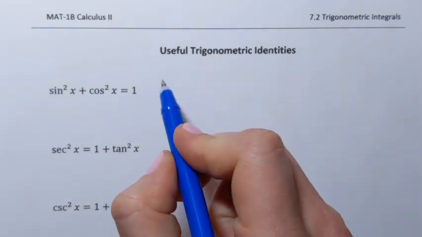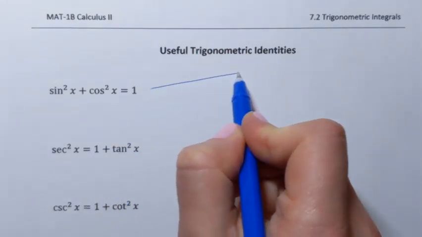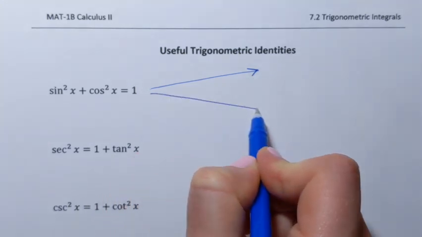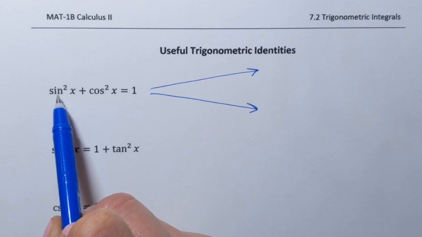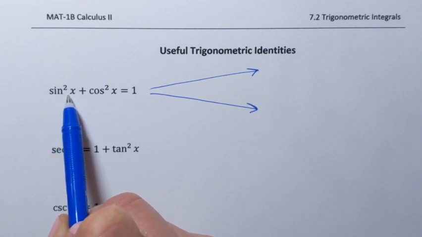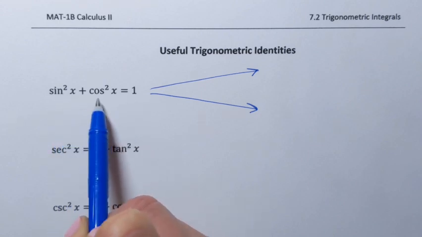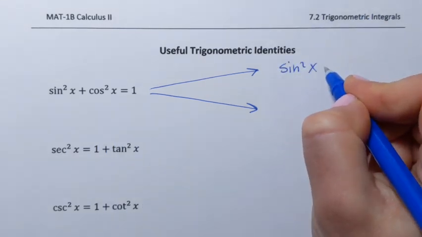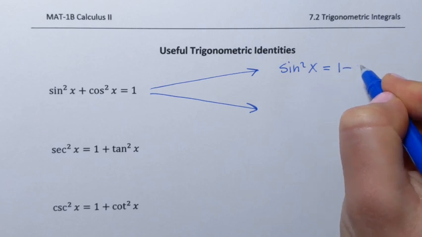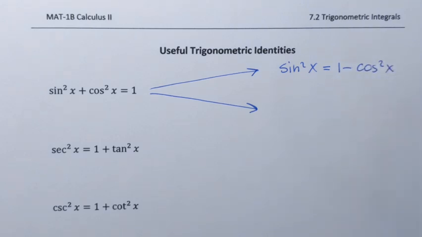Well, remember that from that basic identity, we can obtain two more versions of it, right? If we get sine squared of x by itself, which means that I'll need to subtract cosine squared of x from each side. So that's sine squared of x equals 1 minus cosine squared of x, right?